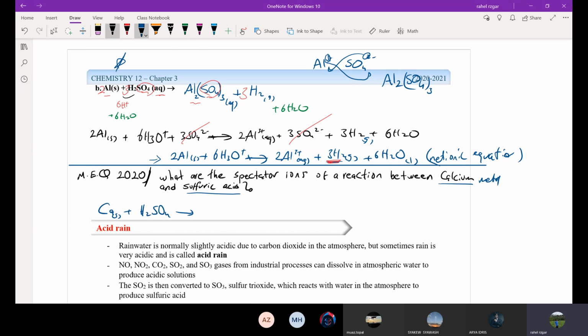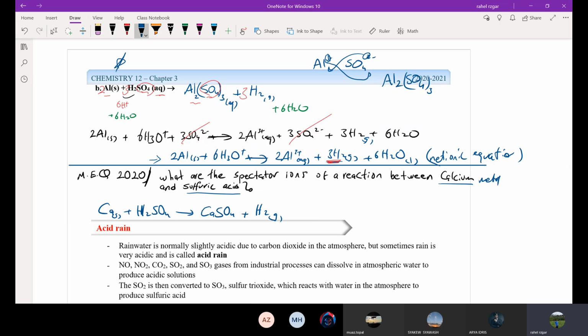If you finish the reaction, H2SO4 becomes CaSO4 plus hydrogen gas. So what do you think? Someone answer me. Give me an answer. What do you think is the spectator ion? None of them. Why? Because CaSO4 is solid. Perfect. That's a good answer.